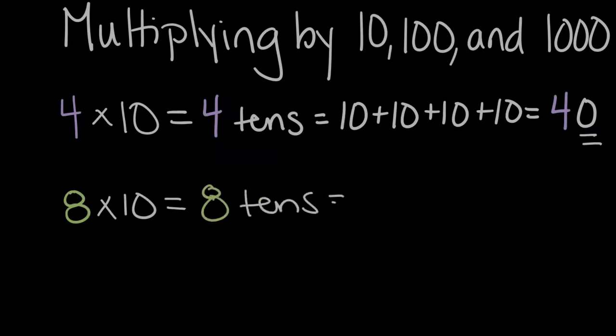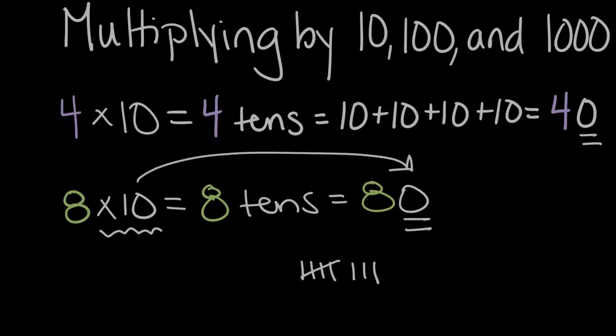And this time, let's just count them. If we count 8 tens, it'll be 10, 20, 30, 40, 50, 60, 70, 80. So when I counted 8 tens, the solution was 80, or an 8 with a 0 on the end. So times 10, when we multiply a whole number times 10, the pattern is that we end up adding a 0 to the end of our whole number.